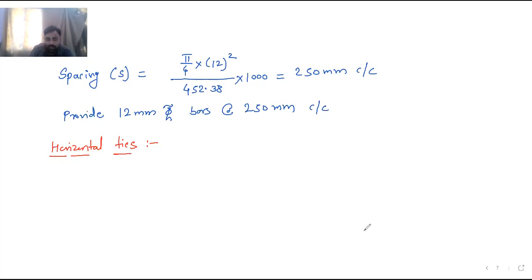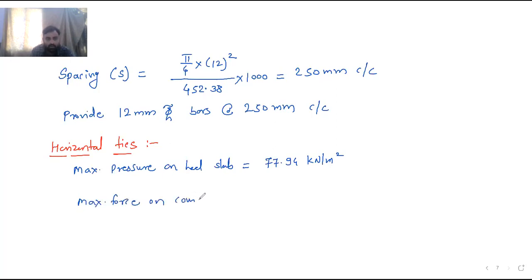So we have already calculated the maximum pressure on the heel slab at bottom. It is 77.94 kilonewton per meter square. Okay. So the maximum force on the counterfort, this calculation we have already done. You can refer to the notes. While designing the heel slab, we have done it already.